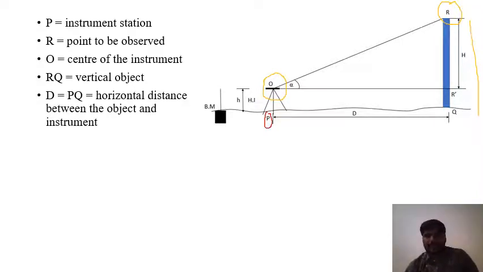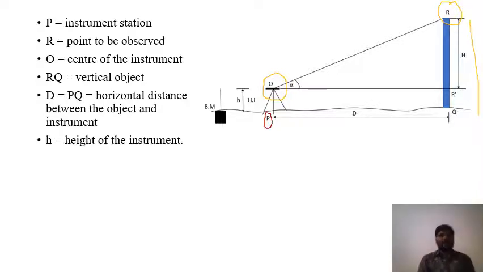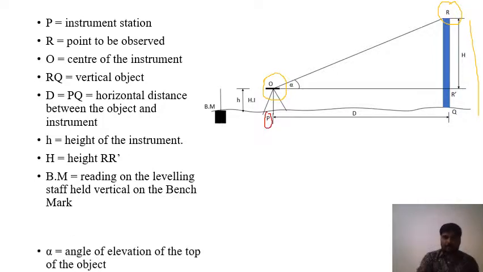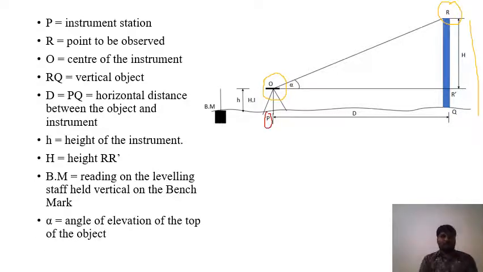PQ is the horizontal distance between the station and the reading staff. HI is the height of the instrument, as I said before. The full form of HI is height of instrument. And H is equal to the height of the object, or RR' we can say. BM means benchmark, the staff reading on the benchmark. The angle they create here is the angle alpha.